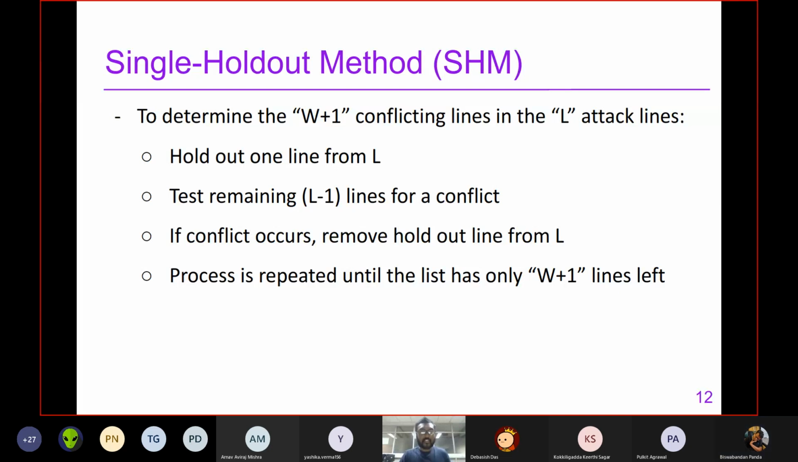Okay, move on. So before this paper was proposed, this was the state of the art technique for finding the eviction set. The problem statement is as follows: we have L lines, and we have to find W plus 1 conflicting lines among them, where W is the number of ways in the cache. The strategy here is to hold out one line from the list, and then test the remaining L minus 1 lines. If the conflict occurs, then we remove the holdout line from the list, and this process is repeated till we are left with only W plus 1 lines.